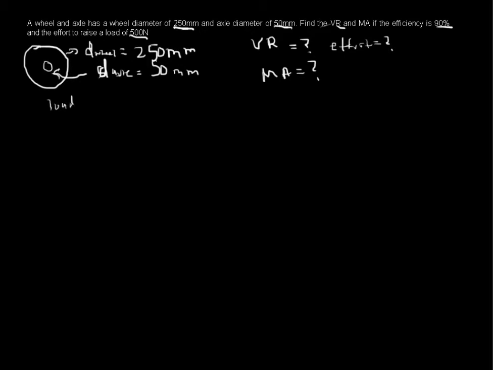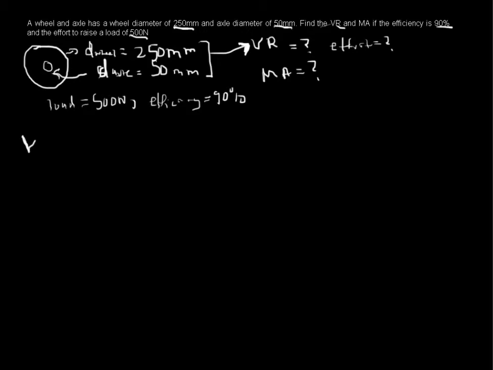We're told that there's a load of 500 newtons, and we're told that efficiency equals 90%. Okay. So straight off the bat, if you watched the last video, whenever you're dealing with distances, that's velocity ratio, and whenever you're dealing with loads and effort, that's mechanical advantage. So we're given two right off the bat.